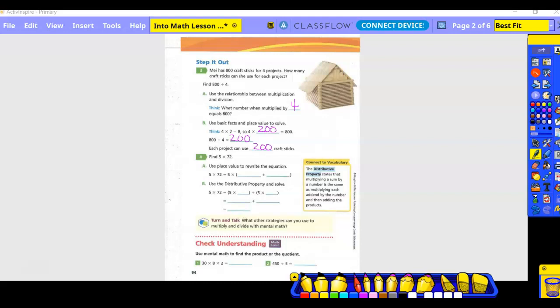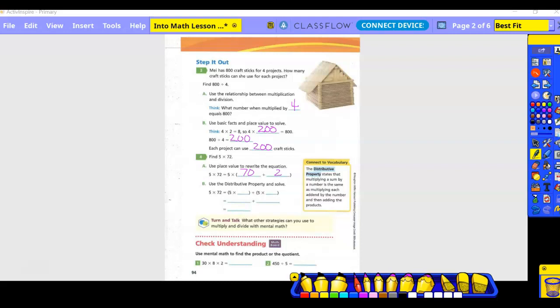Okay, number 4. They want us to find 5 times 72, and they want us to use the distributive property. And that's when we use the parentheses, and you would plug your answer through. So the distributive property states that multiplying a sum by a number is the same as multiplying each addend by the number and then adding the products. So what can we break 72 into that would make it easy for us? 70 and 2. Because 70 plus 2 is also 72, correct?